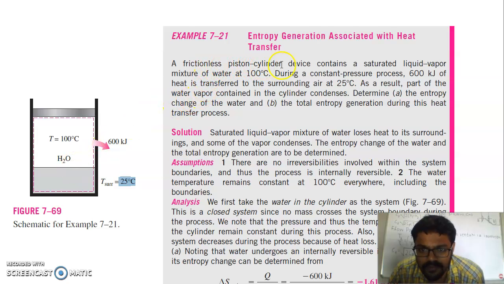A frictionless piston-cylinder device contains a saturated liquid-vapor mixture at 100 degrees Celsius. During a constant pressure process, 600 kilojoules of heat is transferred to the surrounding air at 25 degrees Celsius. As a result, part of the water vapor contained in the cylinder condenses. Find the entropy change of the water and the total entropy generation during this heat transfer process.